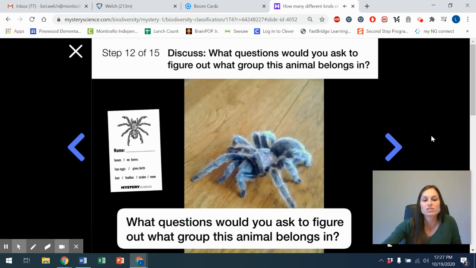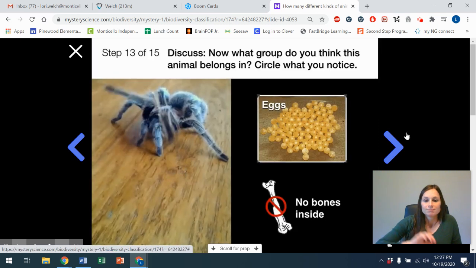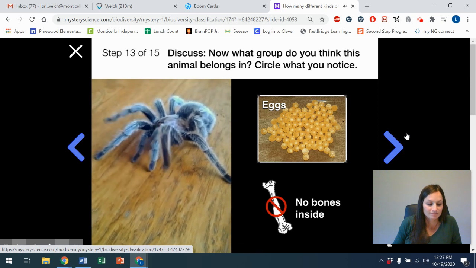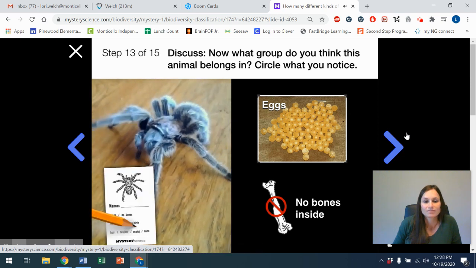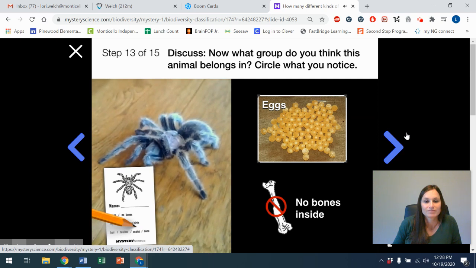Let's look at the clues to help us circle. All right, here are some clues. Now, what group do you think this animal belongs in? On your card, circle what you notice. Do these clues help answer your questions? Don't worry if you have trouble with this. We'll discuss this one in the next video.